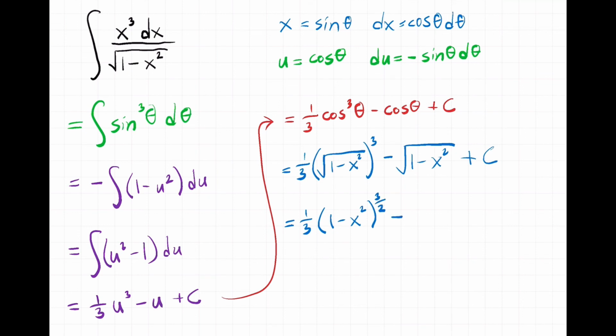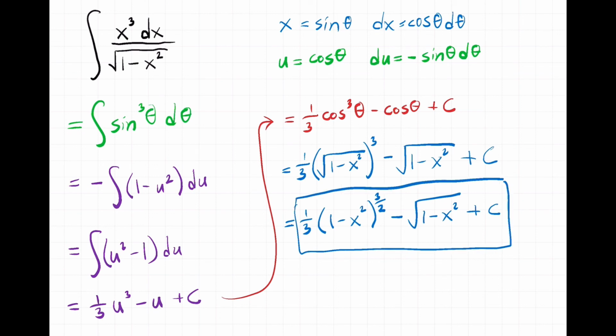And then minus, I could write 1 minus x squared to the 1/2 power, or I could write it as the square root. Maybe I'll just write it as the square root like I had before. 1 minus x squared, square root of that, plus a constant. And this is probably the nicest, most simplified form of our answer.